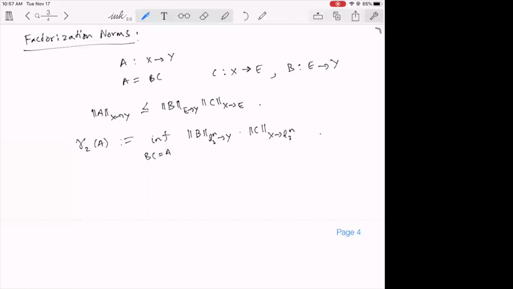So a factorization theorem is a statement of the form: the best possible upper bound one can have on the operator norm of A is actually close to the operator norm of A. So trivially, by the fact I mentioned earlier, we always have the operator norm of A from X to Y is less than or equal to gamma 2 of A. But factorization theorems say that gamma 2 of A is in turn at most some constant C depending on X and Y times the operator norm of A.